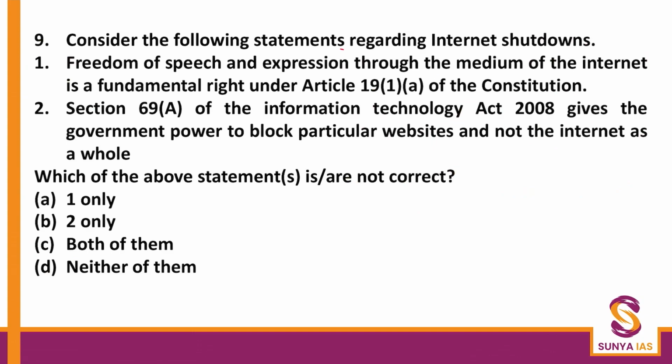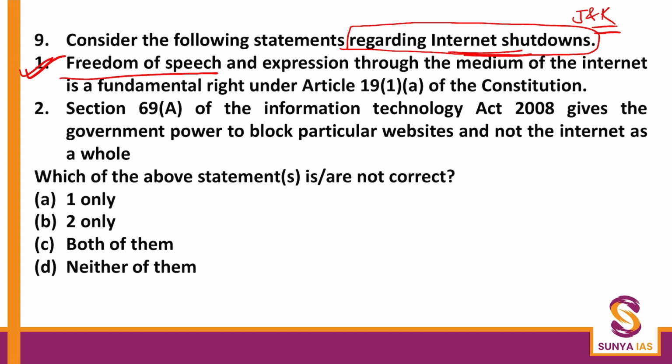Question number 9. Consider the following statements regarding internet shutdowns. It's too much in the news. Recently, it has happened in J&K as well. Okay. What has happened? It has evolved. In the class, I have discussed in detail how the freedom of speech has been linked with the internet. Therefore, the Supreme Court judgment under Article 21, sorry, Article 19, Clause 1A. It seems to be confusing with Article 21, but it is freedom of speech and expression. Okay, Article 19, Clause 1A of the Constitution, it has been declared as a fundamental right. This statement is absolutely true.